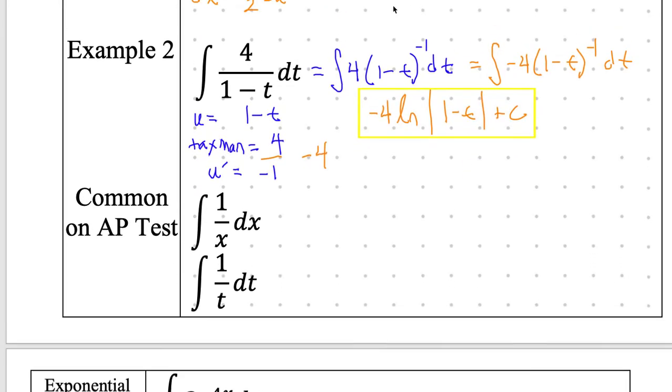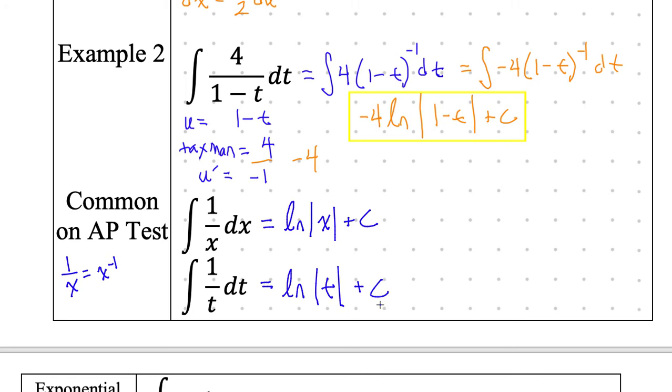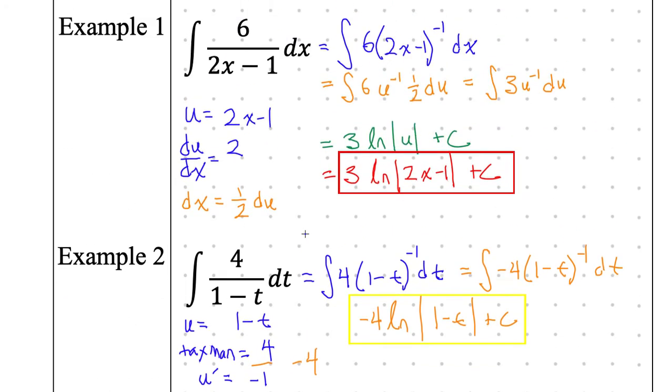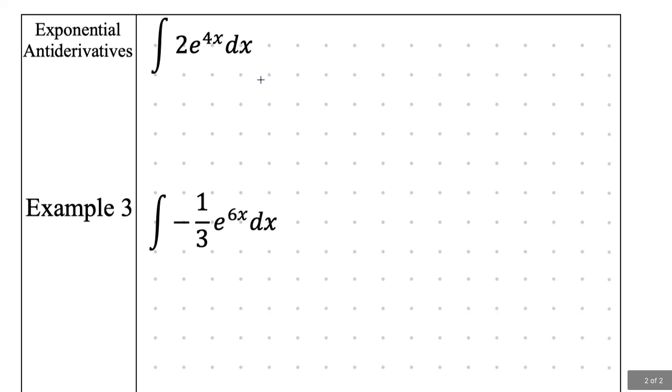All right, so these 2 questions are super common on the AP test, to the point where you should really just have them memorized. You can probably see this is the same thing as x to the -1, because 1 over x is the same thing as x to the -1, but you should automatically be able to transfer these. If I take the integral of 1 over x, that is automatically natural log of absolute value of x plus c. Same thing down here, this is automatically natural log of t plus c. Have these memorized, but the more important rule to memorize is how to take the antiderivative of log houses. All right, that is the first part of our objective.